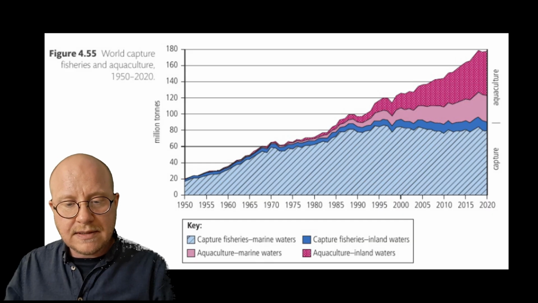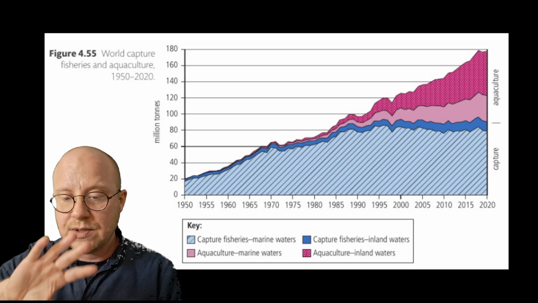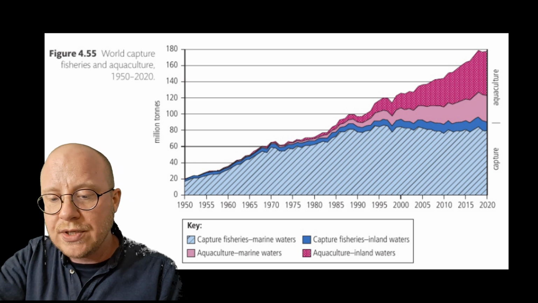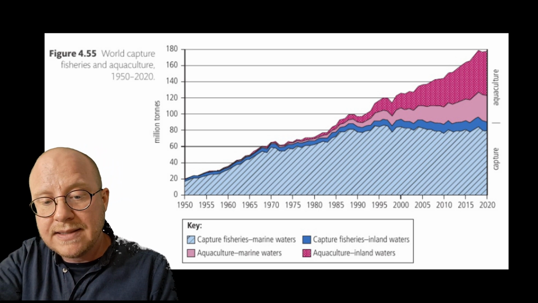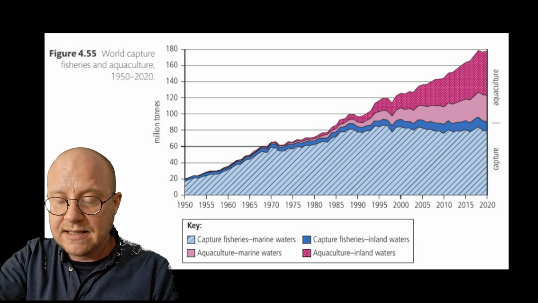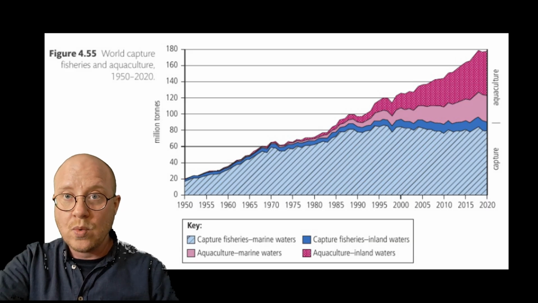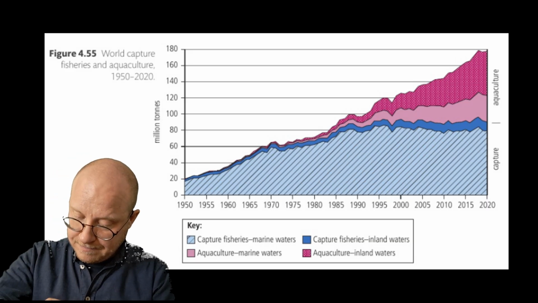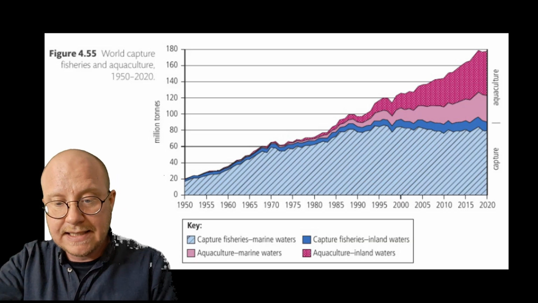The amount destined for human consumption, excluding algae, so we're going to just put that on the side here, was 20.2 kilograms per capita, so per person, more than double the average of 9.9 kilograms per capita in the 1960s. So per person, we eat a lot more aquatic animals than we did in the 1960s.